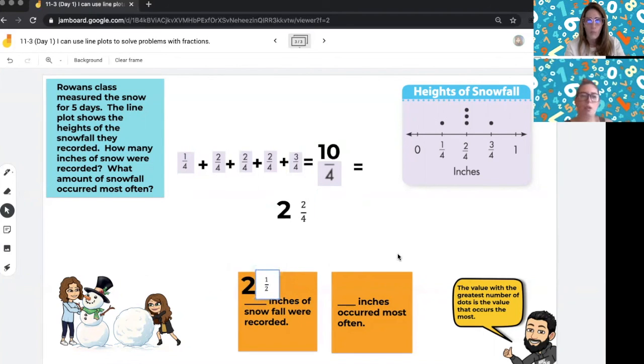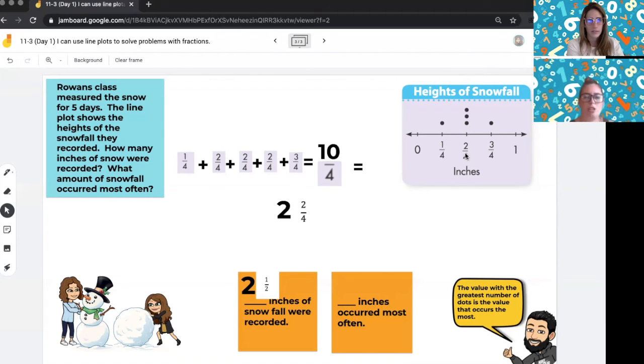Okay, and then we're not done because now we also need to answer the question that says, what amount of snowfall occurred most often? And I think Mr. Rivera is trying to tell us something at the bottom. He's saying that the value with the greatest number of dots is the value that occurs most. So which number here has the greatest number of dots?